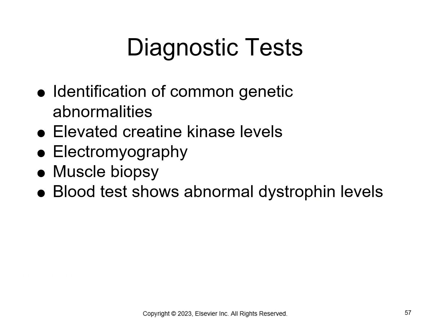Diagnosis is based on identification of common genetic abnormalities, elevated creatinine kinase levels, EMG, and muscle biopsies. Female carriers in a family can be identified by the presence of defective dystrophin in the blood.